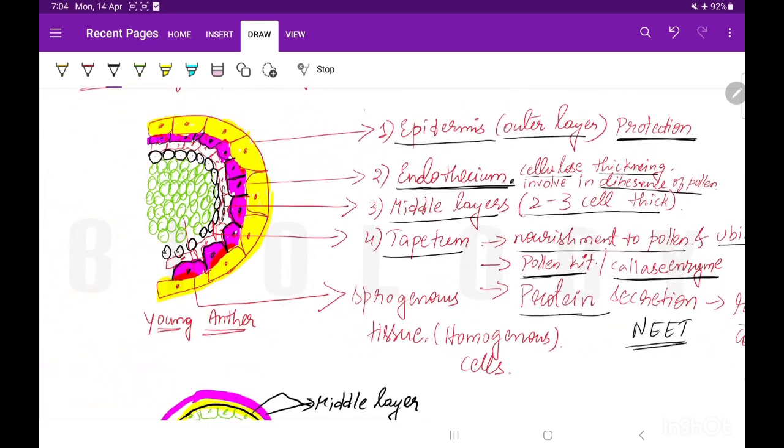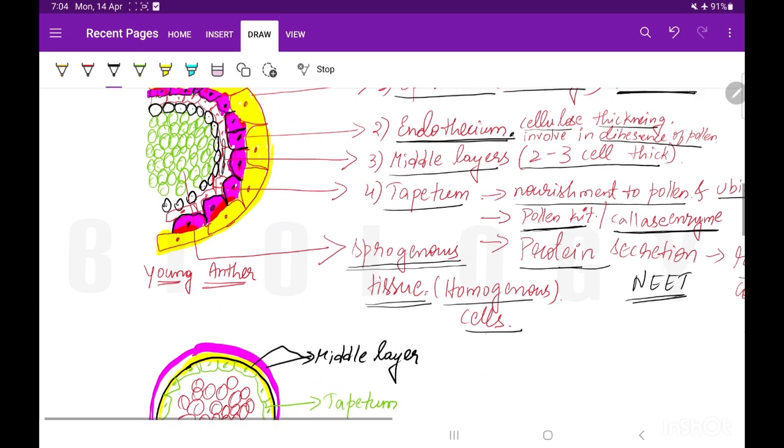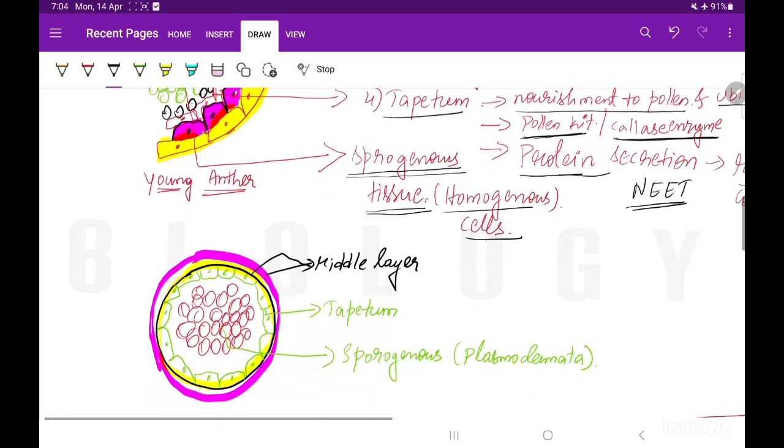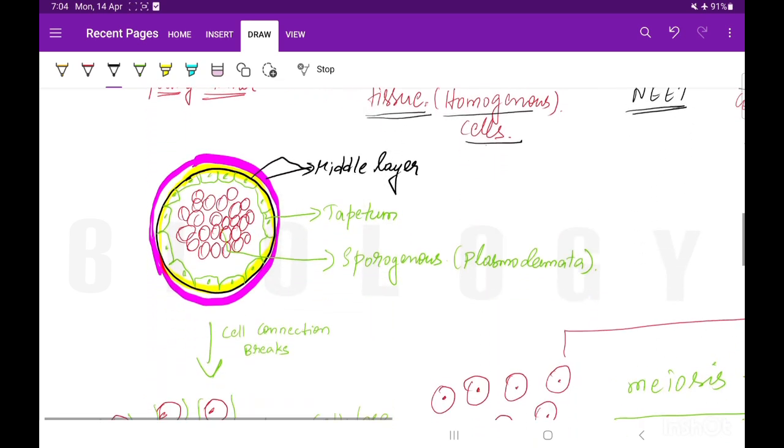Next, inside the tapetal cells, there is a group of collectively formed homogeneous cells called sporogenous tissue. This center of the microsporangium has homogeneous cells called sporogenous tissue. This sporogenous tissue has a group of cells, they are homogeneous.